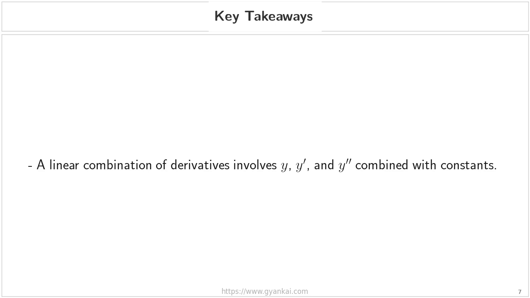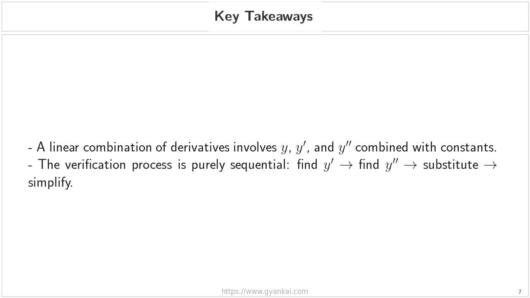Key takeaways. To wrap up our lesson, let's review the key takeaways to ensure you have a solid grasp of this topic. First, remember that a linear combination of derivatives is simply an expression where the original function y, its first derivative y prime, and its second derivative y double prime are combined using constant coefficients. As we saw in our step-by-step guide and the detailed example, the verification process is strictly sequential. You must first find y prime, then use that result to find y double prime, then substitute all three expressions into the given equation, and finally simplify the terms.